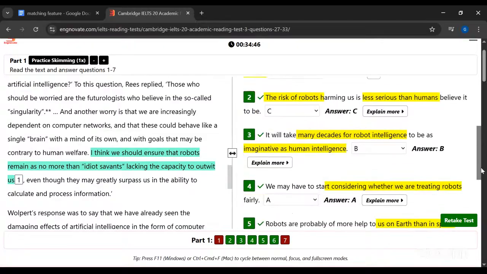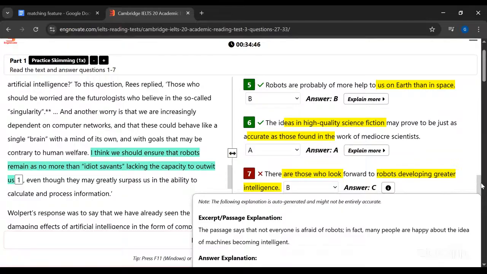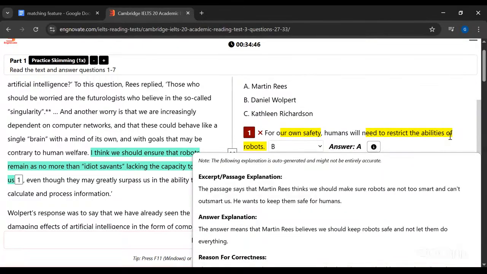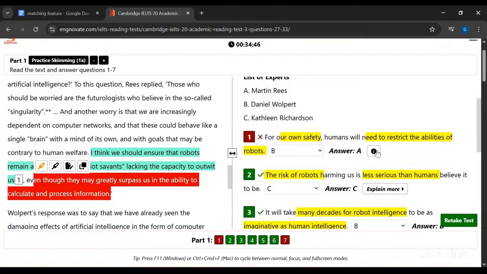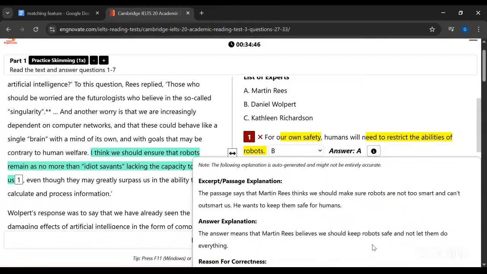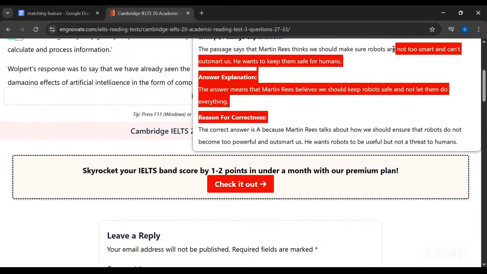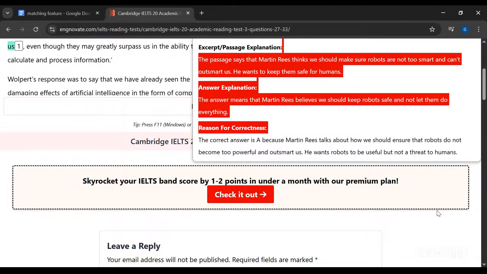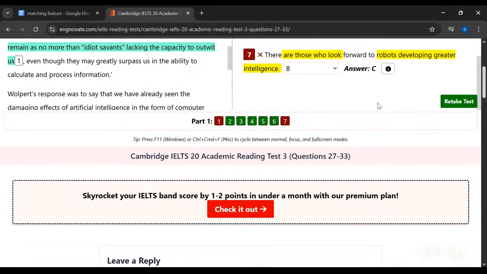Okay, so next is the seventh. That could be the explanation. Okay, we can also read out the explanation of A. It says the answer means that by my belief we should keep robots safe and not let them do everything. Okay, but in the next line it is contradicting it: even though they may greatly surpass us in the ability to gather and process information. Okay, maybe we'll get the meaning a little different because it's characteristic.